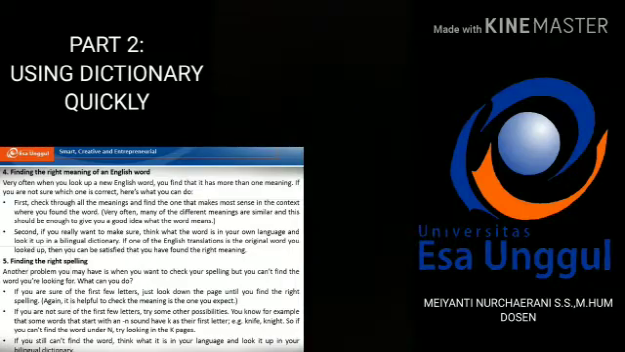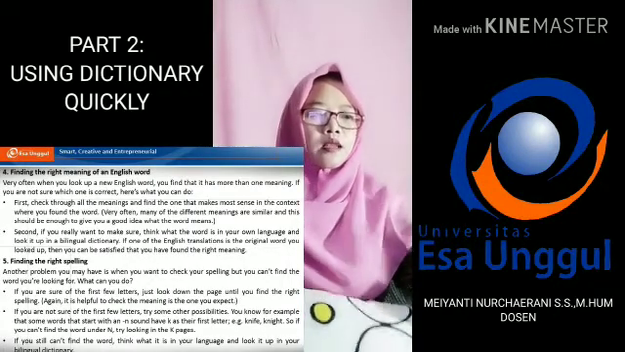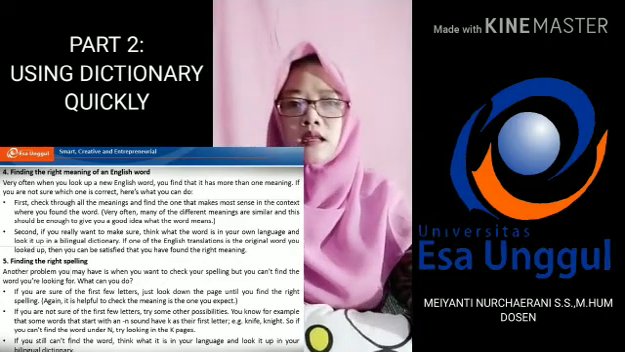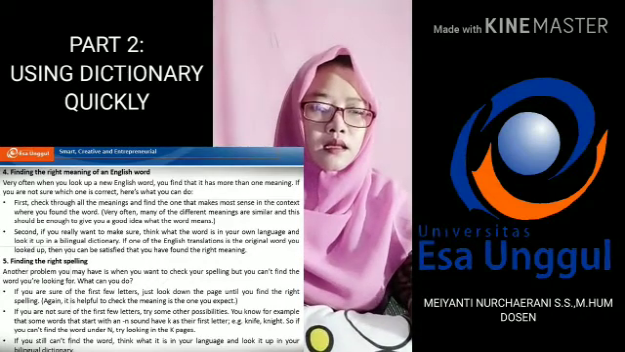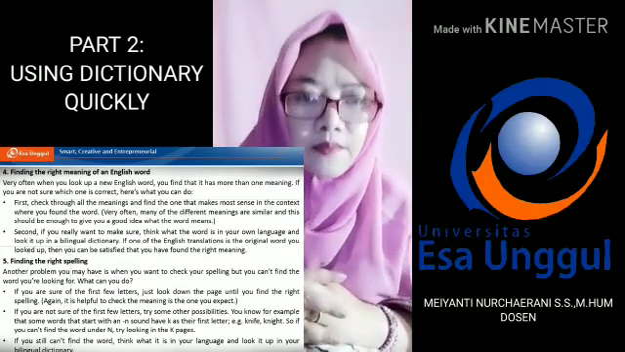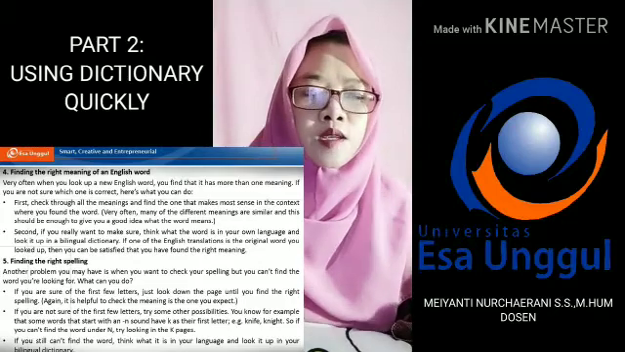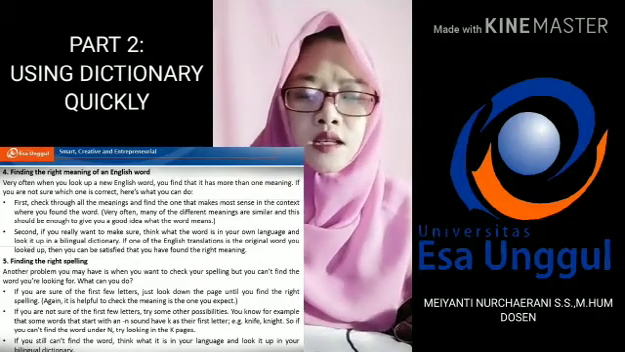Number 5 is about finding the right spelling. Another problem you may have is when you want to check your spelling but you cannot find any words you are looking for.